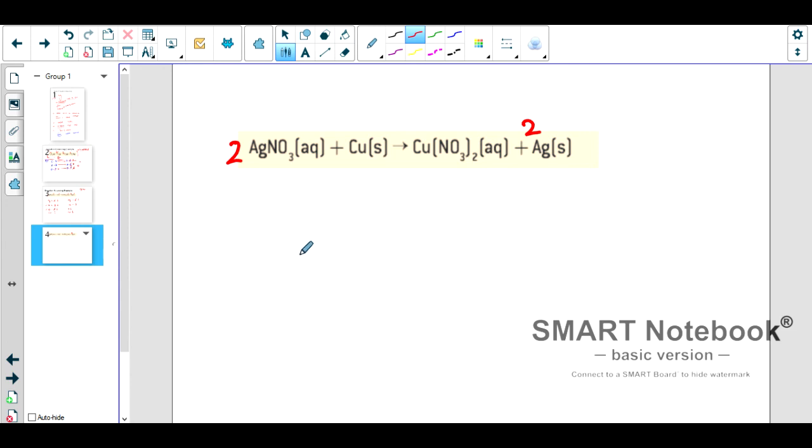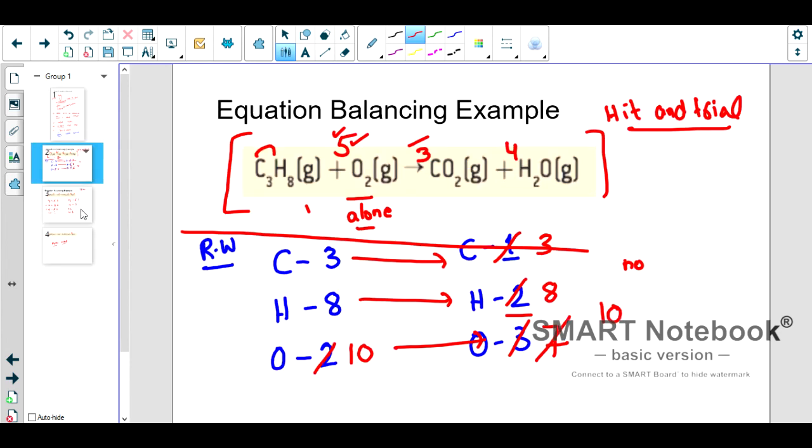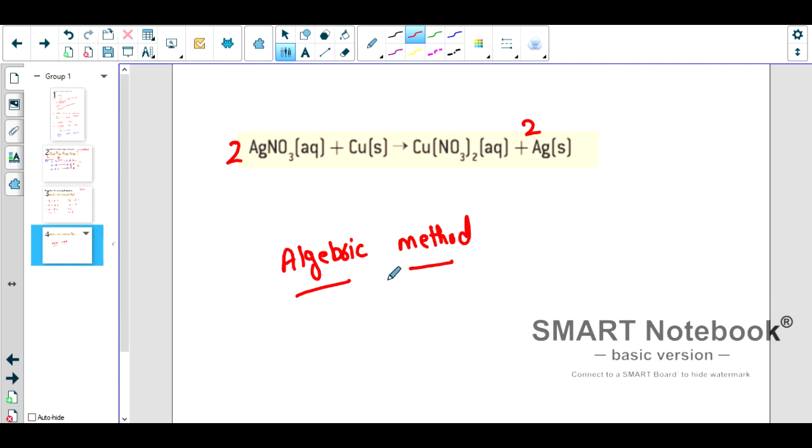There is another method called the algebraic method to balance the equations. We will discuss that method in another video. For now, take some examples and try to practice equation balancing with the help of the hit and trial method. In another video, we will talk about the algebraic method to solve equation balancing. I used to keep this method as a backup method.